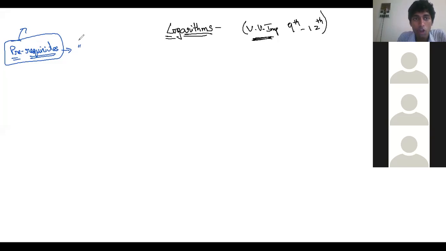The prerequisite for understanding this topic is you should have knowledge of another topic called exponents. Exponents, indices, whatever you call it. Base, power, all that you have to know. Is everyone comfortable with that topic? Yes, sir. Okay, fine. Then this topic will be easier to understand. So we are going to start with the definition.